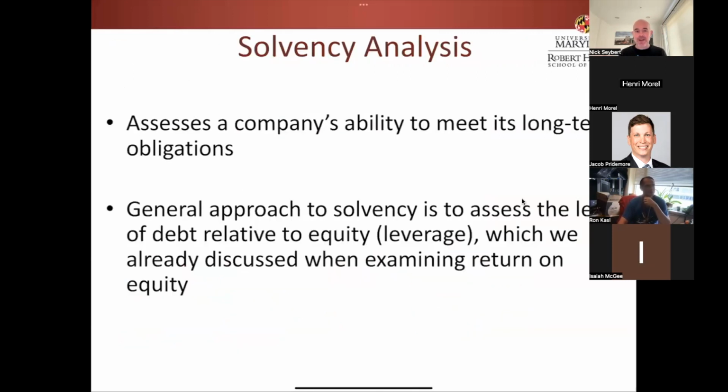All right. Okay. So that's liquidity. That's short term. I mean, there's only so many ways you can slice and dice current assets and current liabilities. Okay. Solvency analysis is the longer term stuff. And by longer term, we mean long-term debt mostly. Can the company pay off its long-term debt obligations?